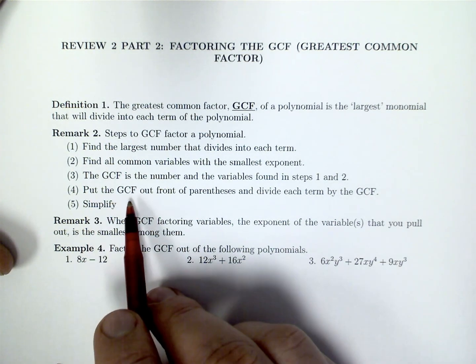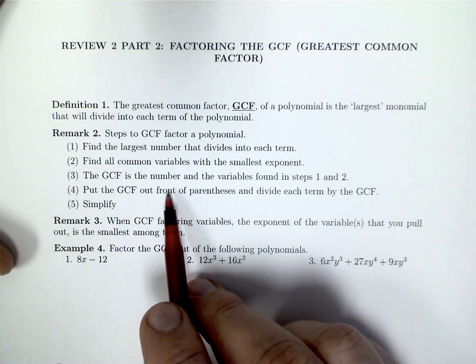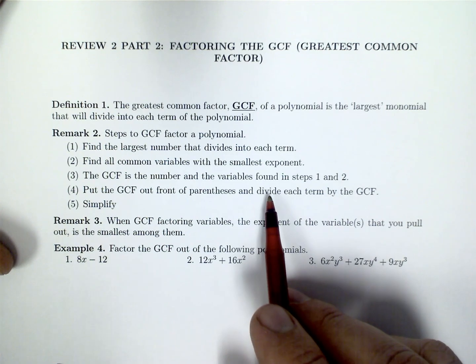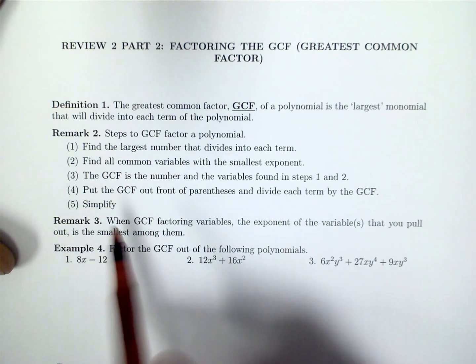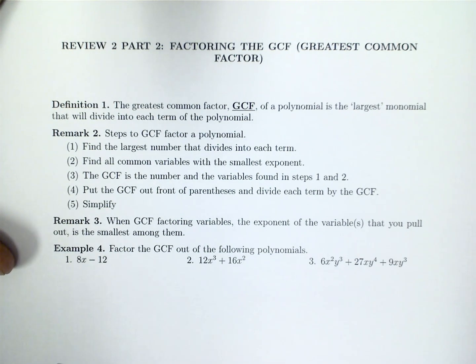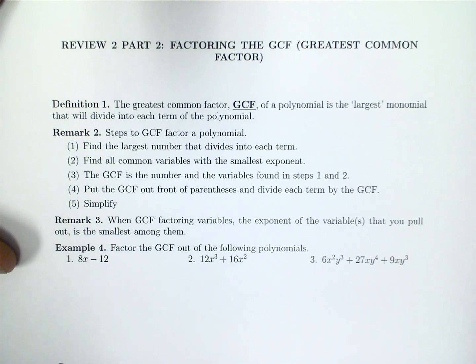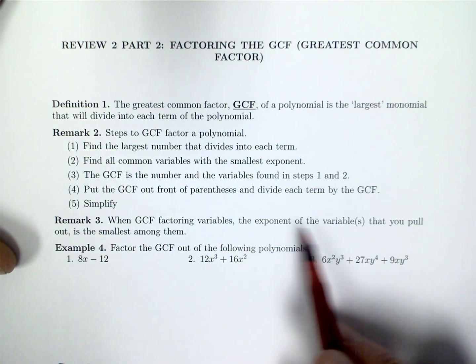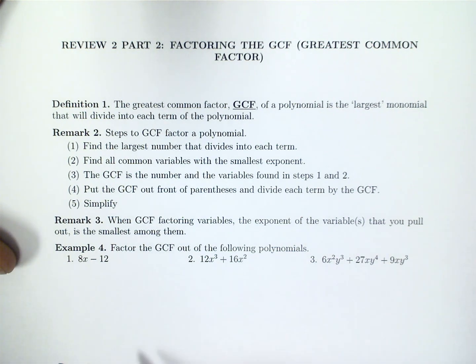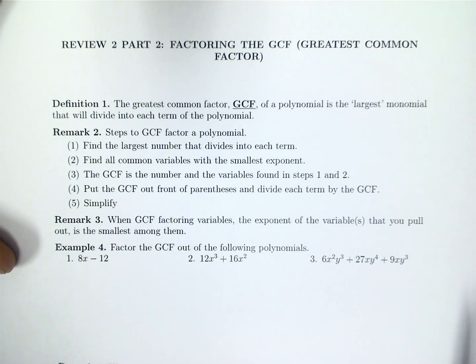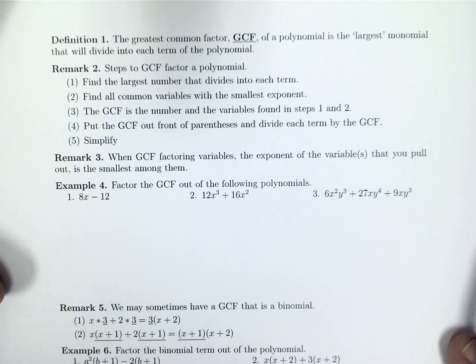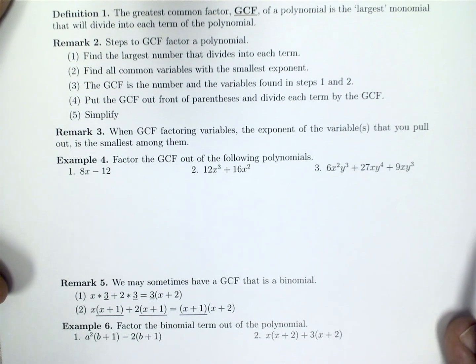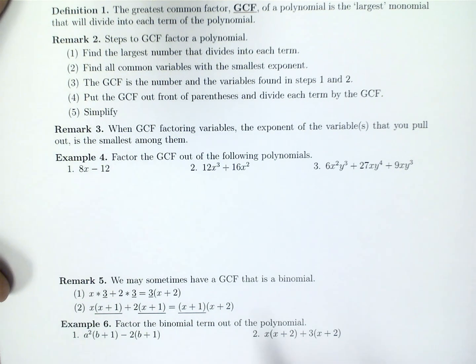And then what we do is put that GCF out in front of a set of parentheses, divide each term by what we just put out in front, and then simplify the division. So when factoring out variables, the exponent of the variable that you pull out is just the smallest among them. We'll show this through examples. So let's look at some of the most basic examples. Number 1, we have 8x minus 12.